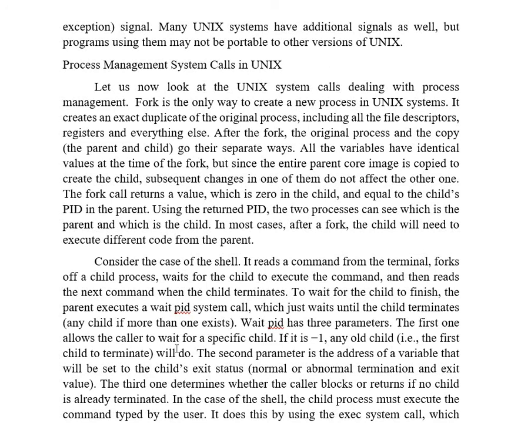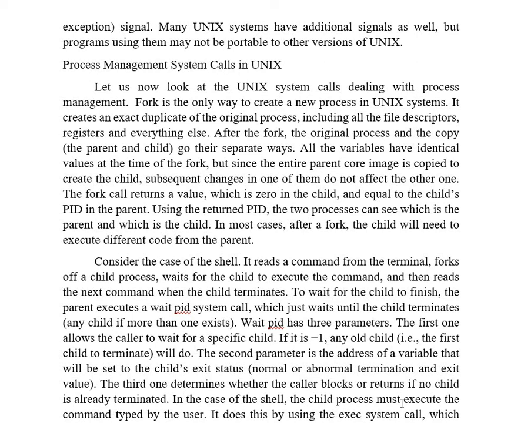The first one allows the caller to wait for a specific child. If it is -1, any old child will do. The second parameter is the address of the variable that will be set to the child's exit status. The third one decides whether the caller blocks or returns if no child has already terminated.